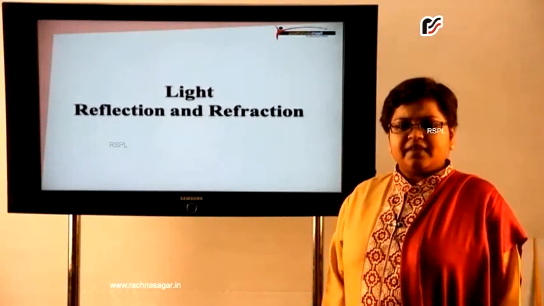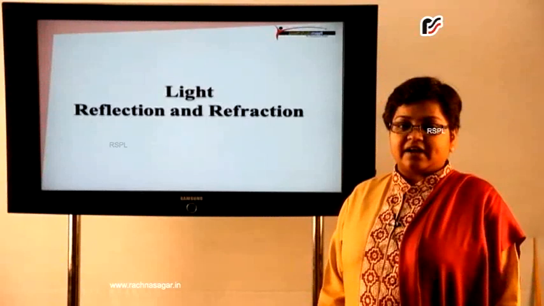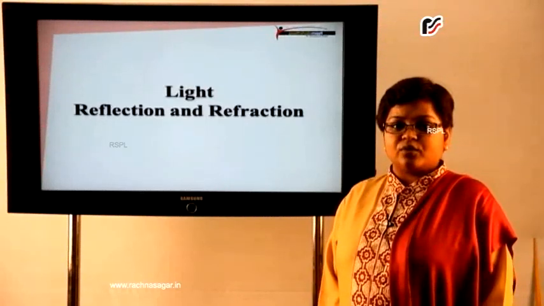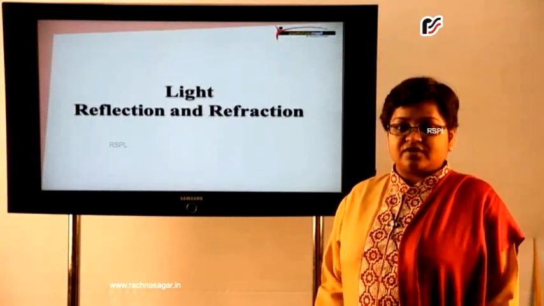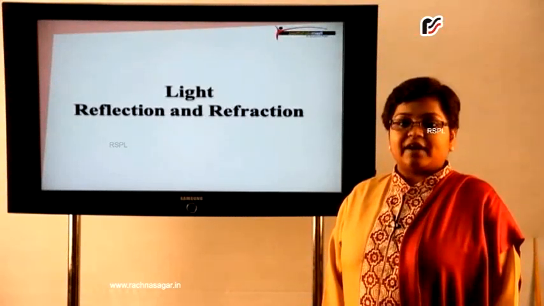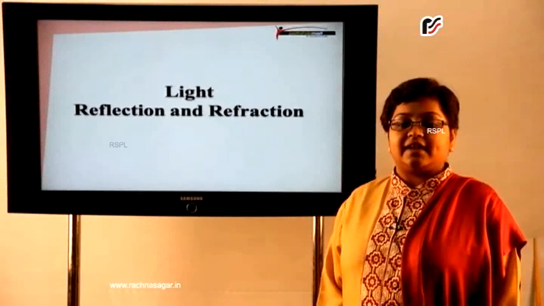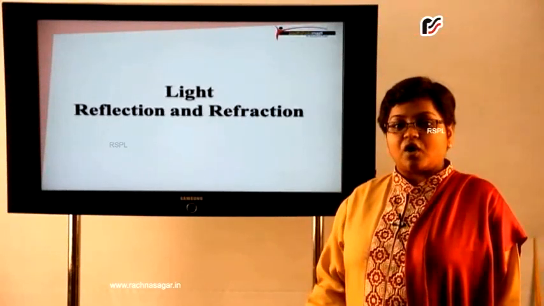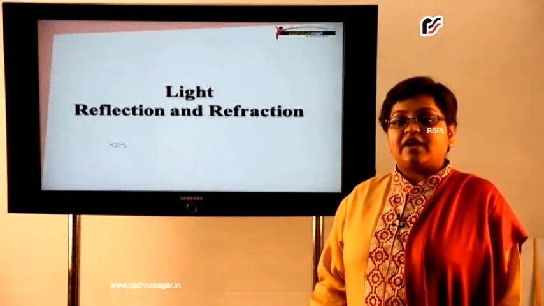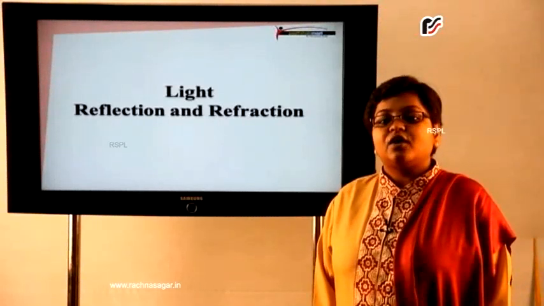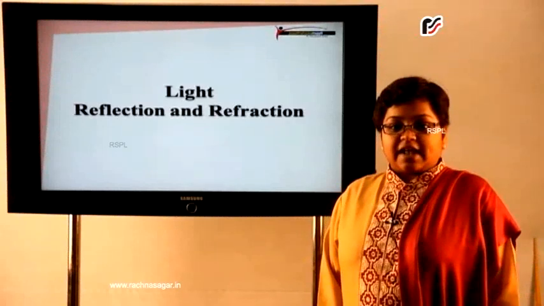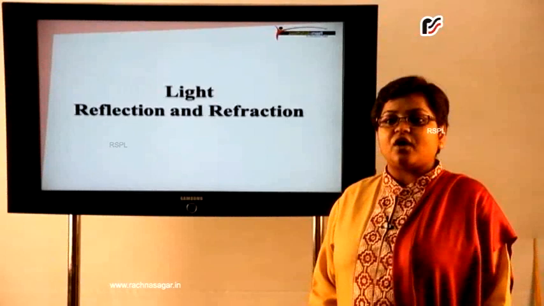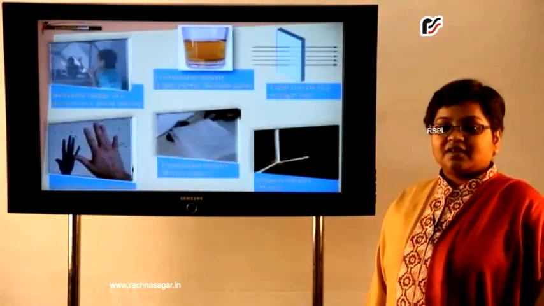For example, there is a dark room. If we enter the dark room, can you find any object in the room? Is it possible to see any object? No. Why? Because there is no light in the room. So no reflection takes place from the object, and we are not able to see any object. Light is very necessary for the illumination of any object in nature.